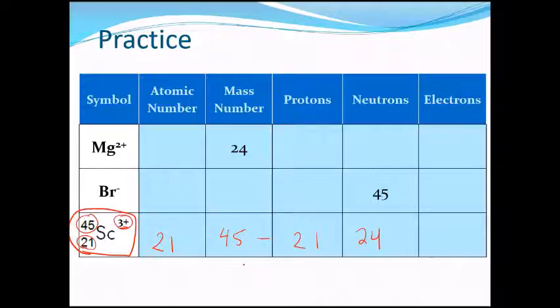So what does that tell me? That tells me that this scandium lost 3 electrons. So if it lost 3 electrons, how many electrons would it have at this point? Yes, only 18. And that's how you would figure out the electrons.